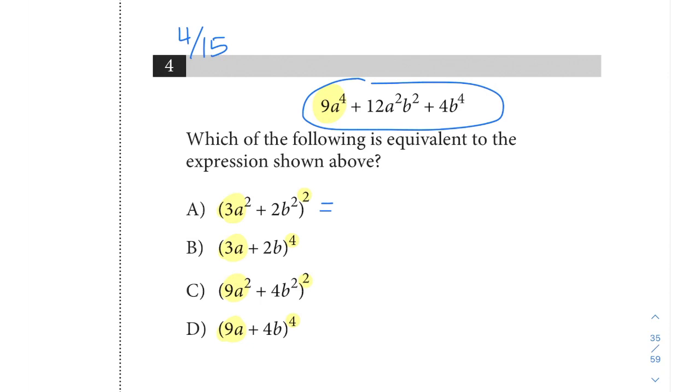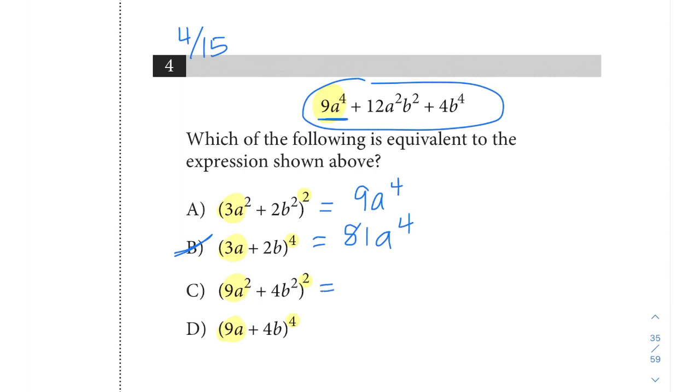3a squared, if we square that, 3 squared is 9. A squared to the second power would be a to the fourth. So far, so good. That matches that first term. Let's see how we do with these others. What is 3a to the fourth? Well, 3 to the fourth is 81. And then a to the fourth, just a to the fourth. We can already tell for answer choice B that we can eliminate it because it doesn't match that first term of 9a to the fourth that we have in our equivalent expression.